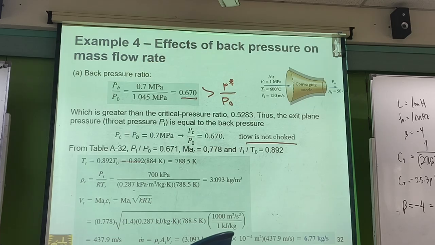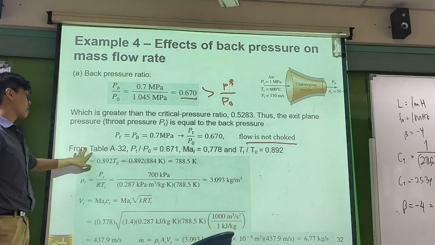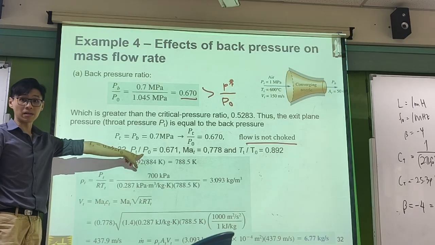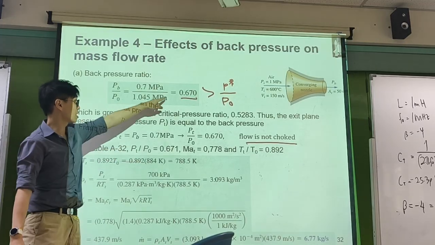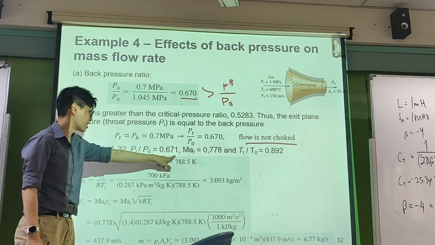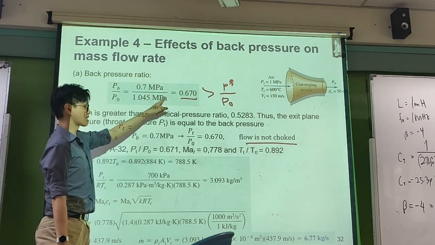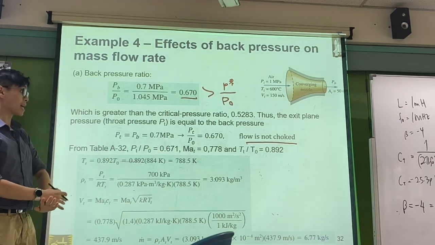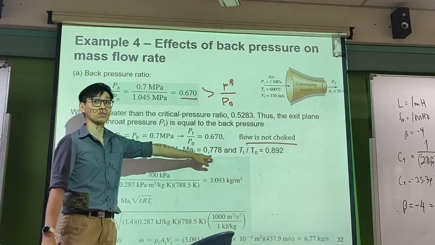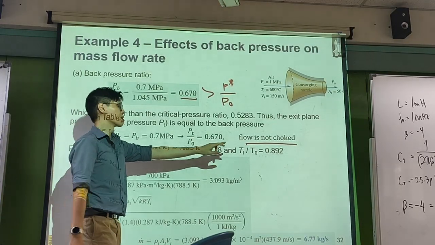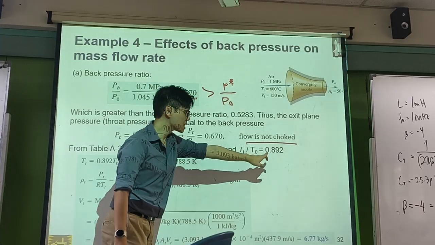So if the flow is not choked, it means that at the exit, the Mach number is not 1. You are not getting sonic flow. So then what you can do now is just go to the table, check P over P naught. So now this P over here is 0.67. I don't know why I wrote 1 here, but it should be this value. So checking the table, you will be able to get the Mach number at the exit. The Mach number at the exit is 0.778, and the temperature ratio will be 0.892.